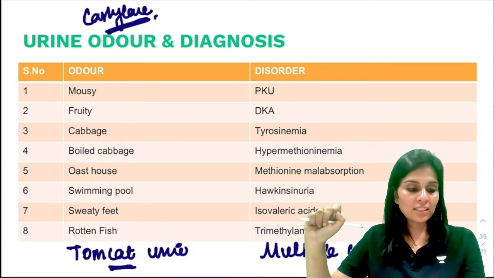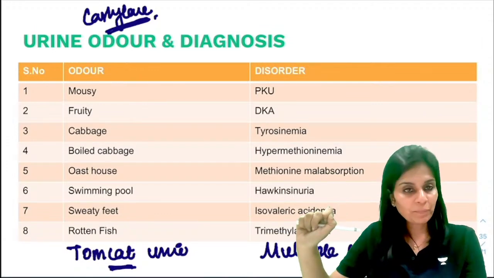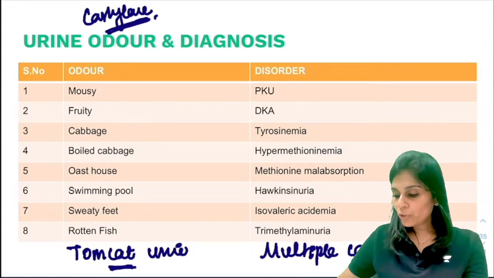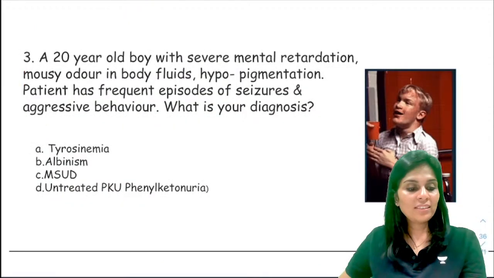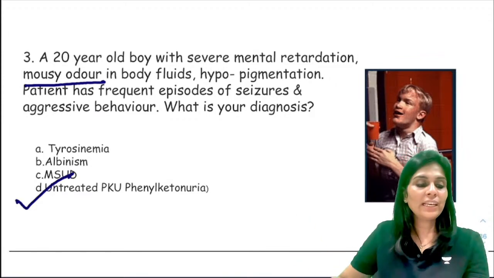Tomcat urine disease is caused by multiple carboxylase deficiency. Okay, so that's all about urine odor and diagnosis. So what is the right answer here? The right answer here is mousy odor, untreated phenylketonuria.